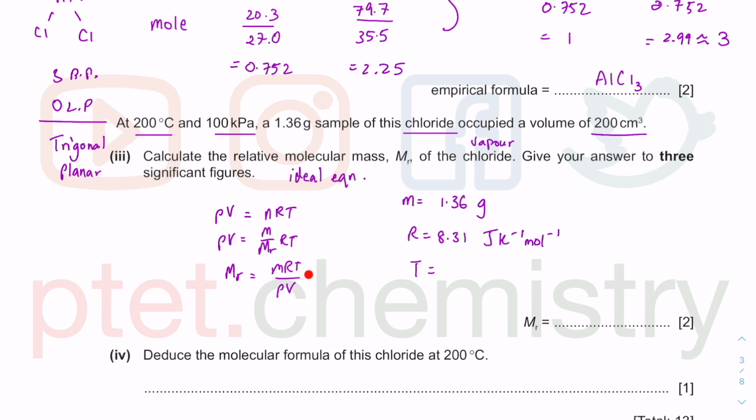The temperature of the gas must be in Kelvin. This is in degrees Celsius given there, so I have to add 273. I get 473 Kelvin. My pressure is in kilopascal, so I have to convert this to pascal by multiplying by 1000, so times 10 to the 3 pascal.